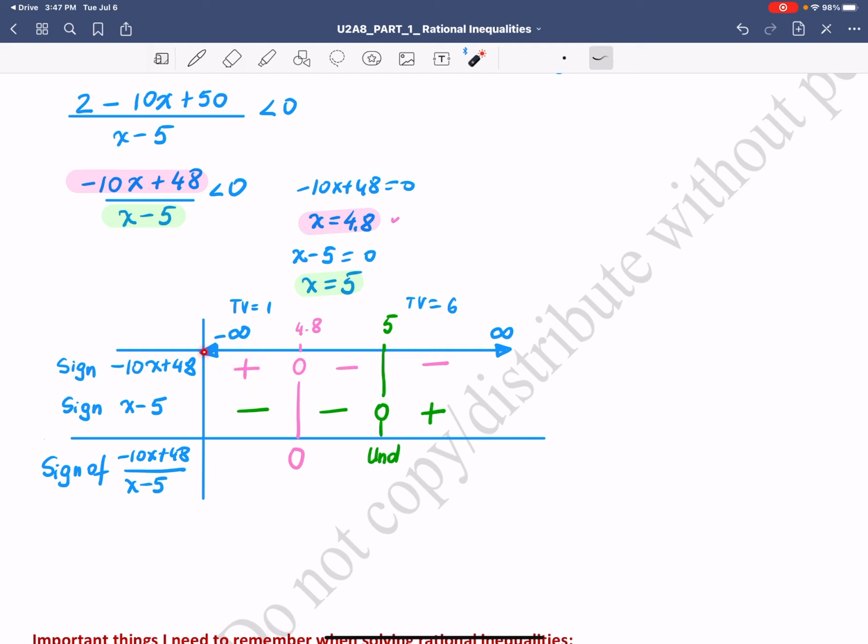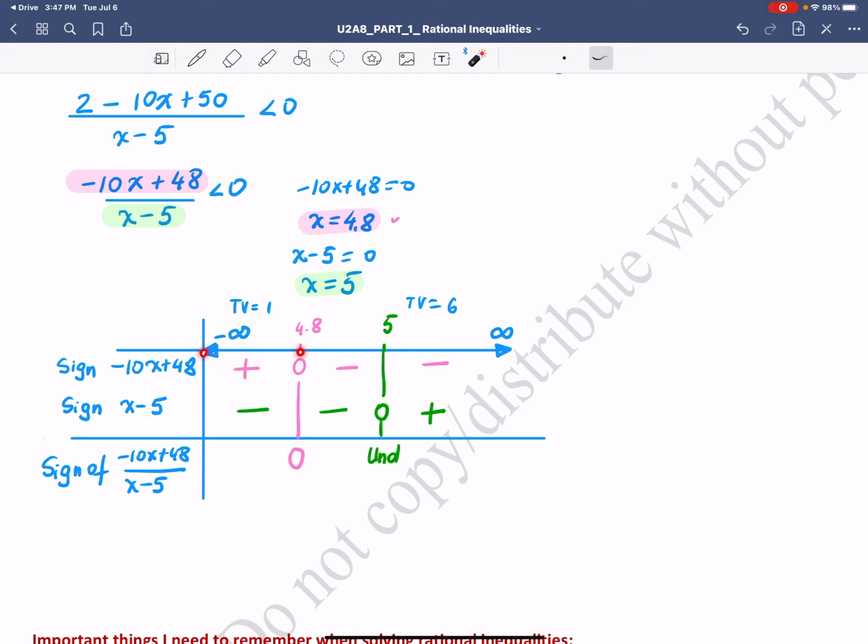We know that from negative infinity to 4.8, the numerator is positive and the denominator is negative. That means that the rational expression itself will have its sign determined by the division of a positive by a negative, which tells us that the rational expression will be negative.